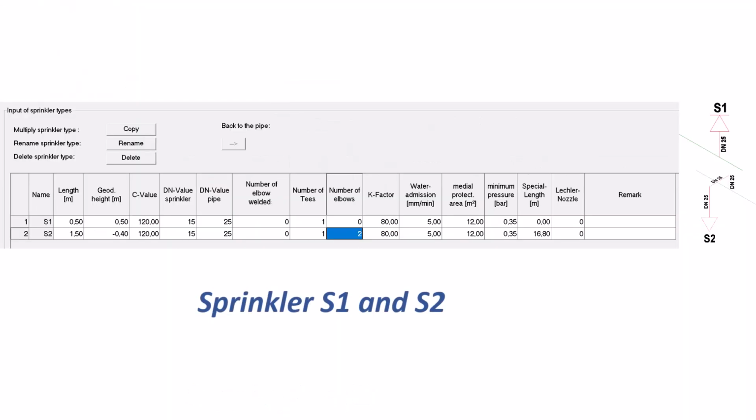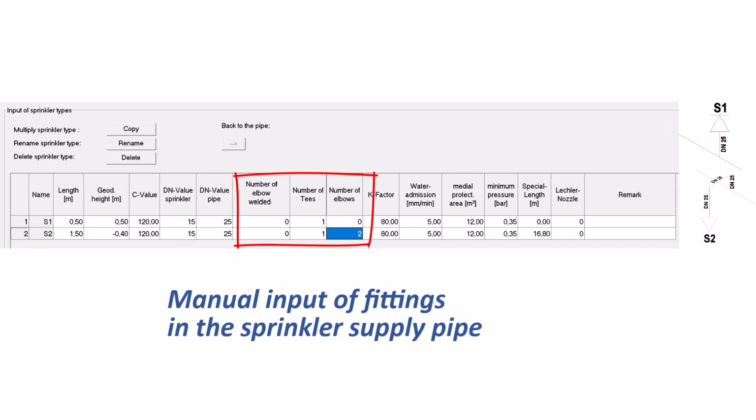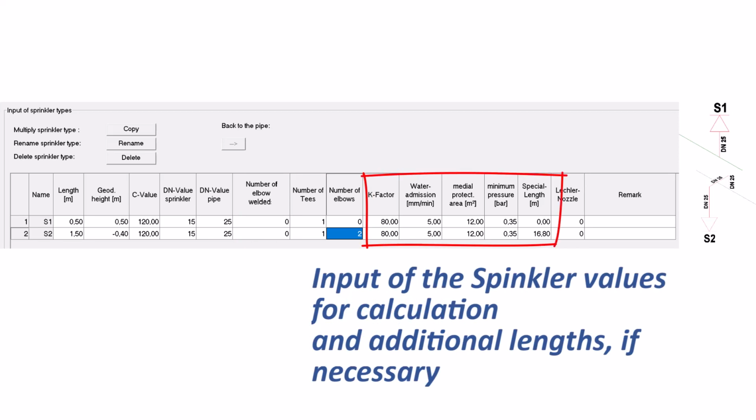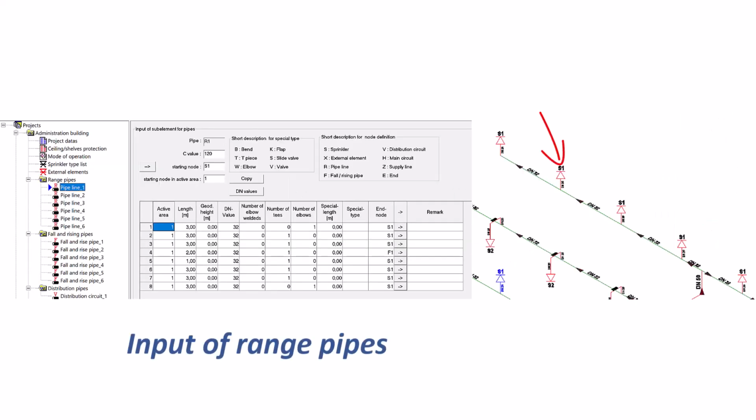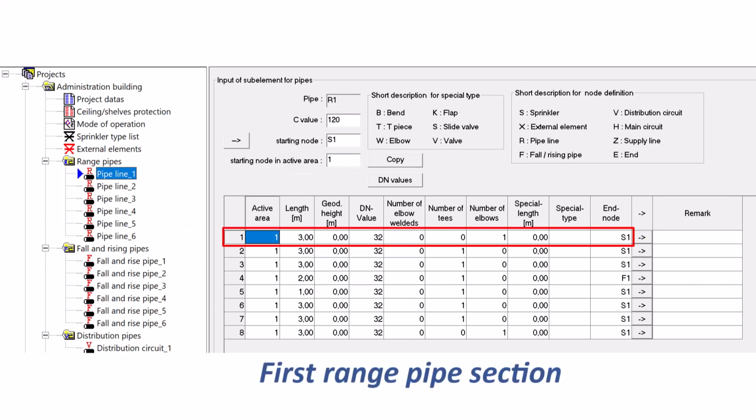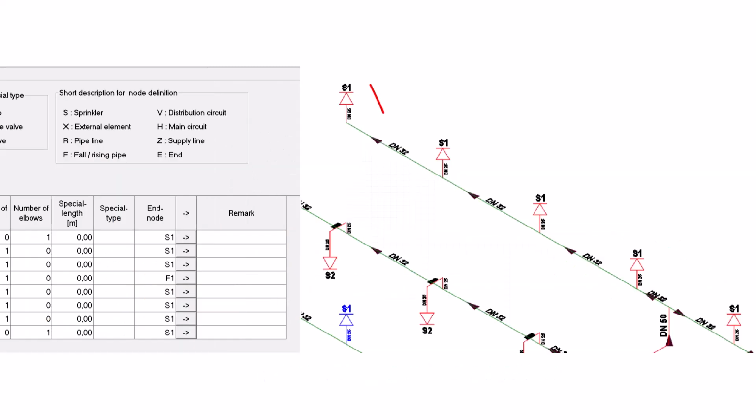Now let's have a look in detail at the input of sprinkler types S1 and S2. In particular, the manual input of fittings in the sprinkler supply pipe and the input of sprinkler values which are important for the calculation and, if necessary, additional lengths, for example for hoses. The input of range pipes is possible in multiple lines. First range pipe section is mapped over in one line.